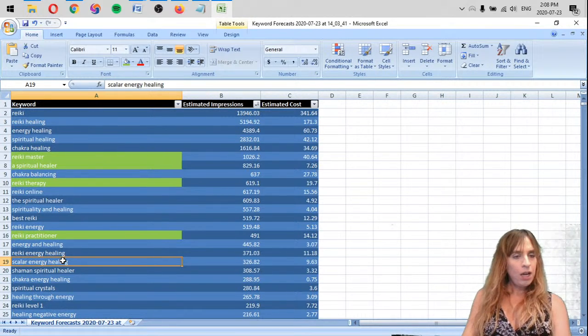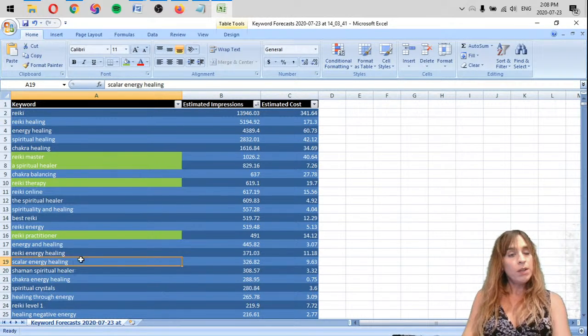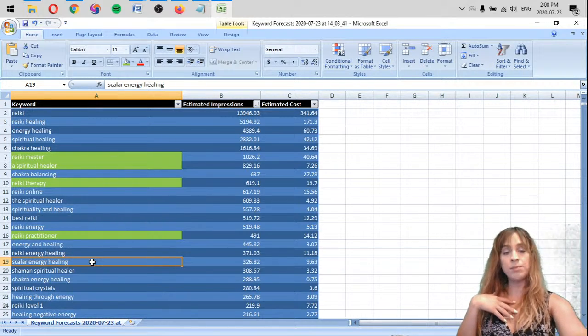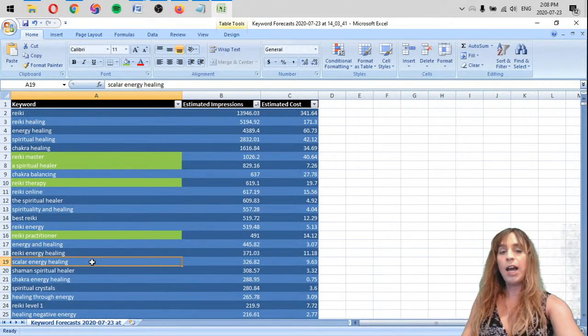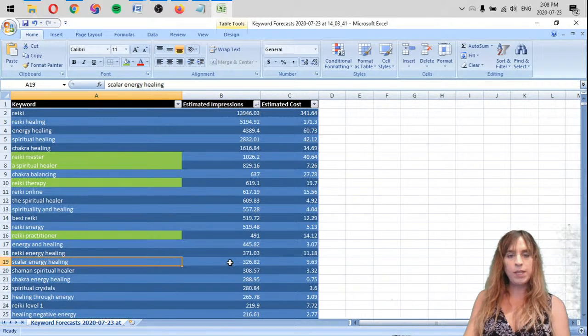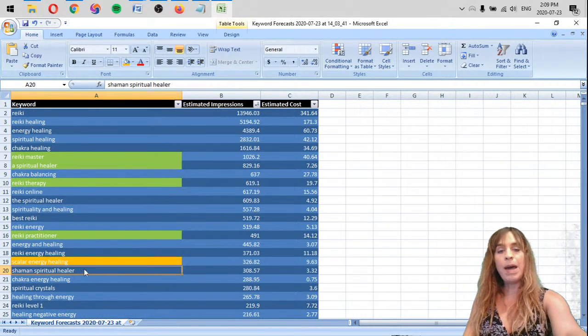Scalar energy healing, there's a couple different possibilities for that. One could be that it is a typo. That happens, but typos don't usually occur this high. It would be weird if 327 people a month happen to make that very specific typo. So it's more than likely that that is some sort of modality. I'll mark it with an orange, which means kind of maybe, because honestly, I don't know if Matt offers that.